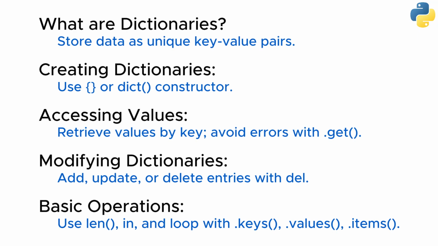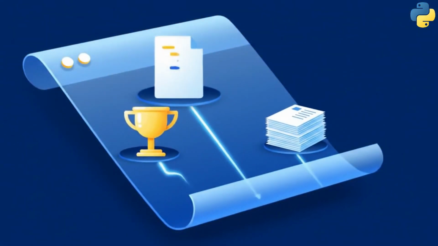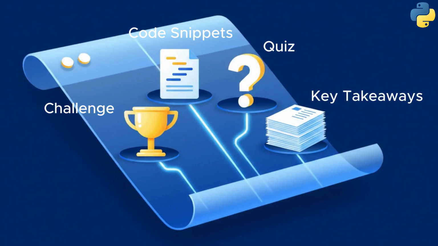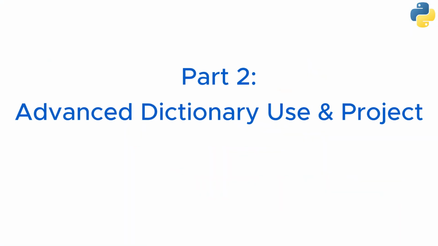Wow, you've just taken a huge step in mastering Python data structures. In this first part, we've unlocked the fundamental concepts of Python dictionaries. Don't forget, in the video description below, you'll find related resources like all the code snippets we used, a challenge exercise to test your understanding, a quiz that will automatically assess your knowledge, and key takeaways for quick revision. This is just the beginning. In the next video, part 2, we'll dive into more advanced dictionary operations, including sorting, and build a practical, simple inventory management system project to solidify your skills. You won't want to miss it.